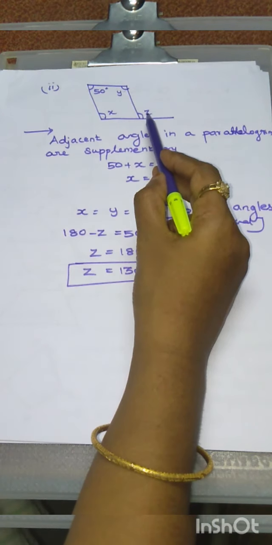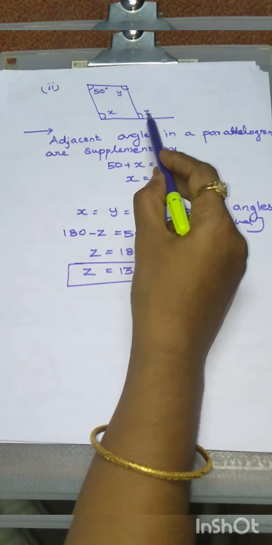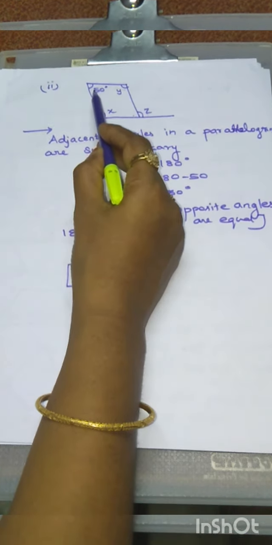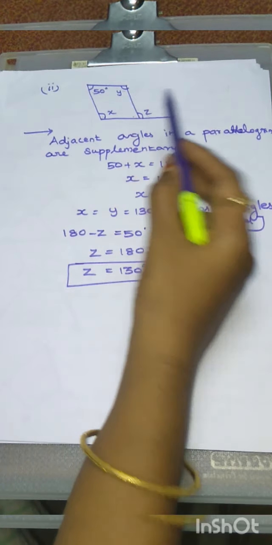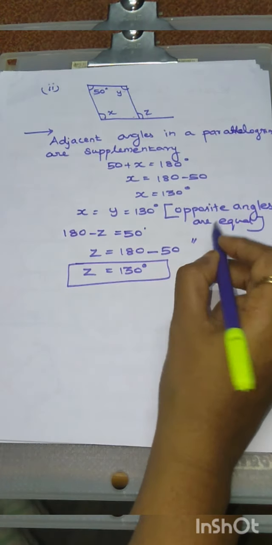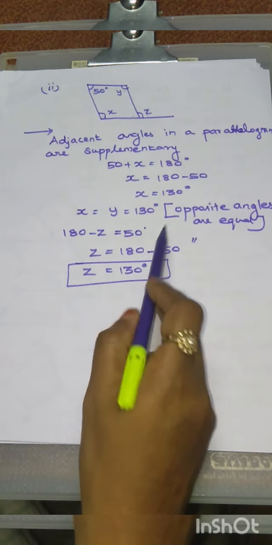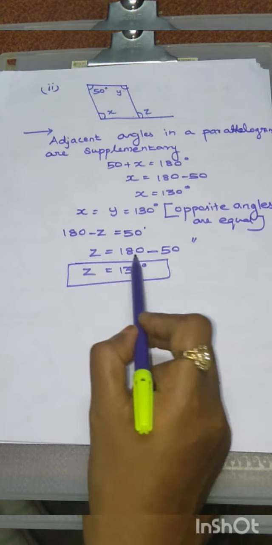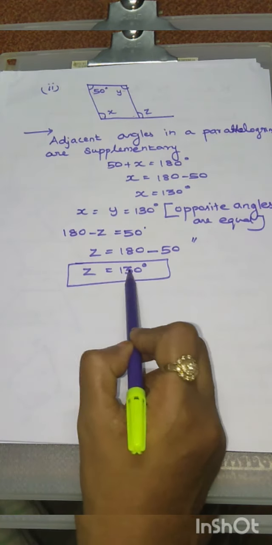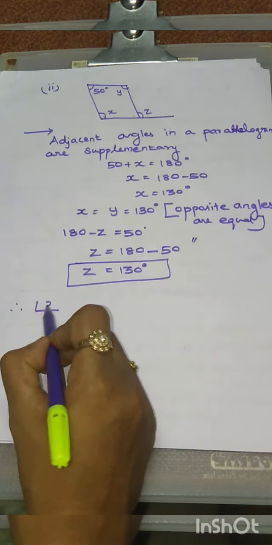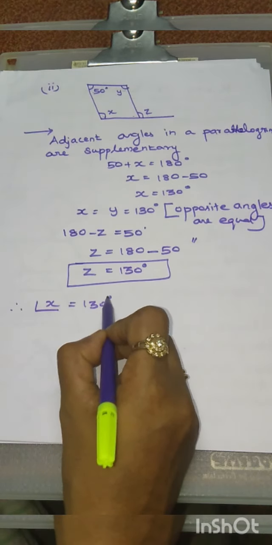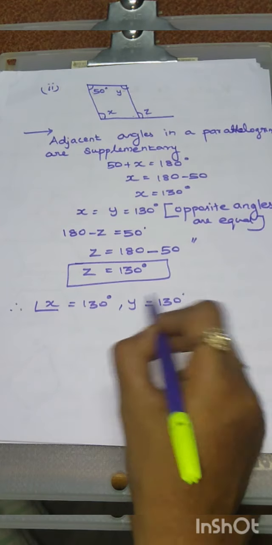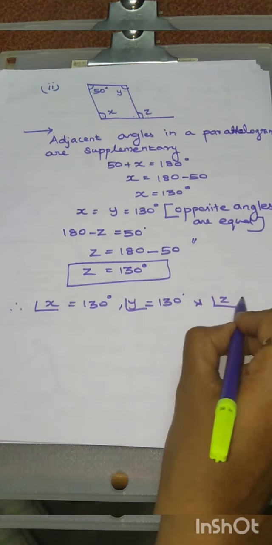This angle is z. We need z value only. This angle is z means this is 180 minus z. This angle is opposite to this angle. So 50 degrees equal to 180 minus z. Directly we have to apply the condition opposite angles are equal. So interchange the values. We have to change the minus z to RHS and 50 to LHS. So 180 minus 50 is 130. z is equal to 130. Therefore x is equal to 130 degrees. y is equal to what is the value? 130 degrees, and z is equal to also 130 degrees.